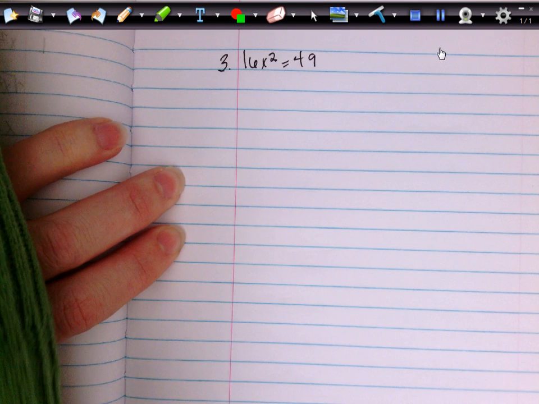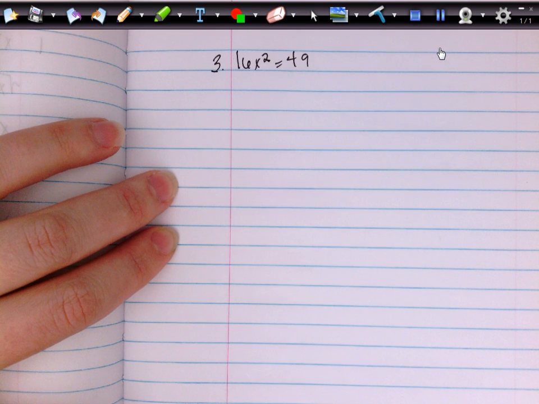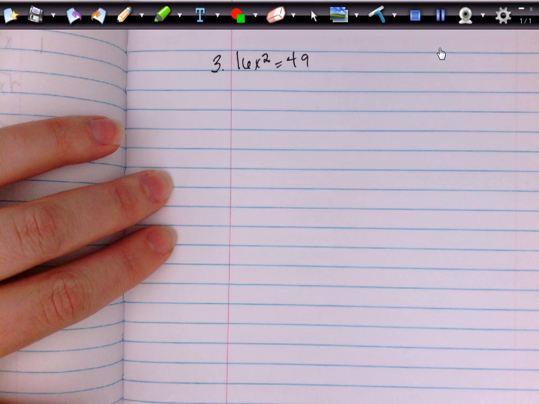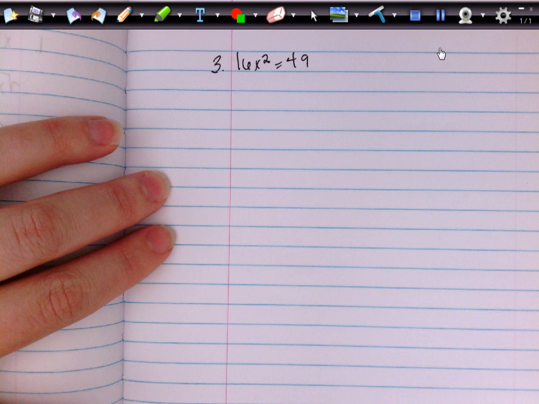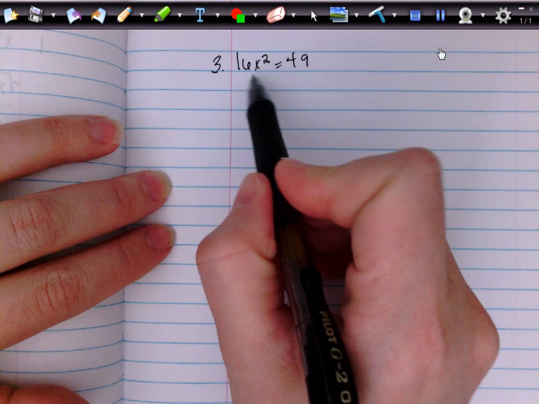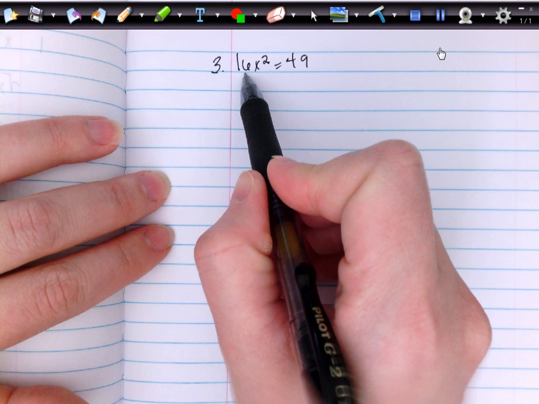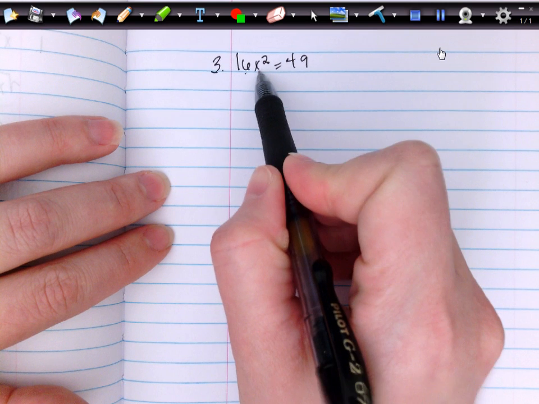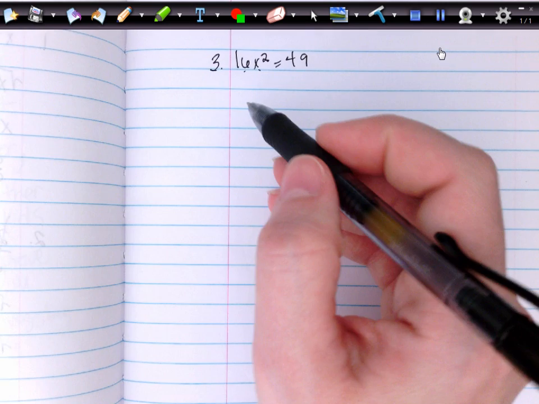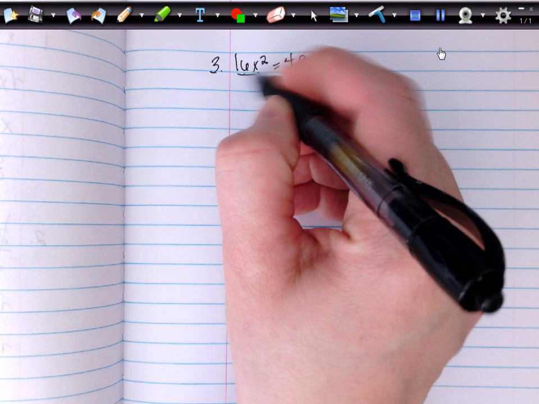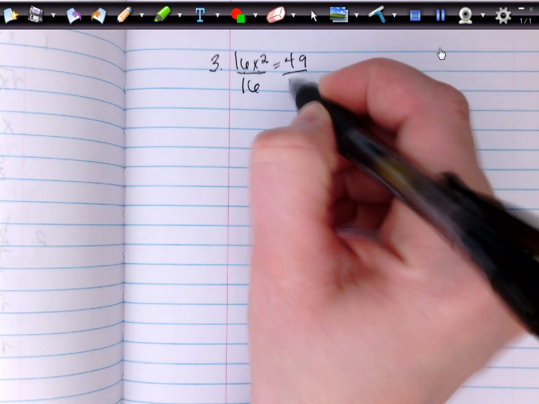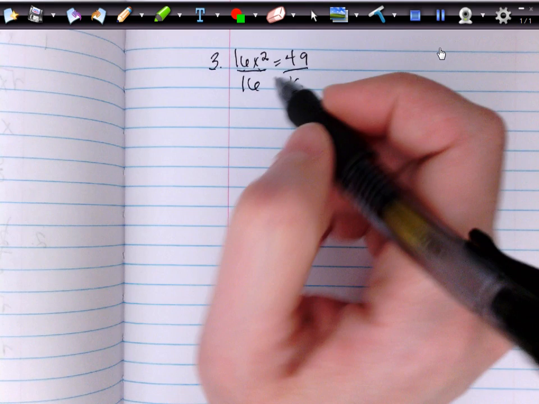All right, so go ahead and get down number 3. It's 16x squared equals 49. So the first thing, again, we need to realize here is that our x squared is not by itself, and this 16 is not being squared. It's just the x that's being squared. So we don't take the square root of the 16 because it's not being squared. So we have to divide both sides of the problem by 16.